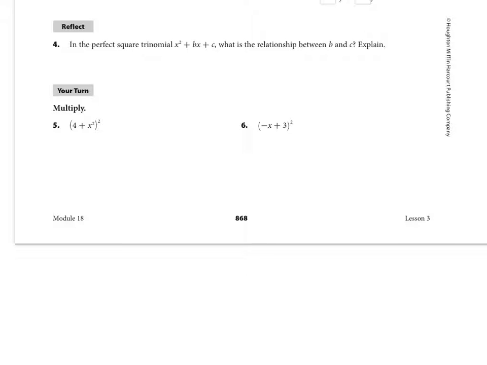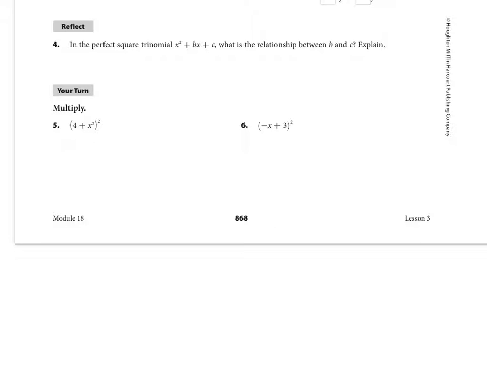One question this does ask that I think is a great one, because we'll come back to this: in the perfect square trinomial, x squared plus bx plus c, what is the relationship between b and c? Okay, so let's do this your turn problem, and then let's talk about how that relationship exists.